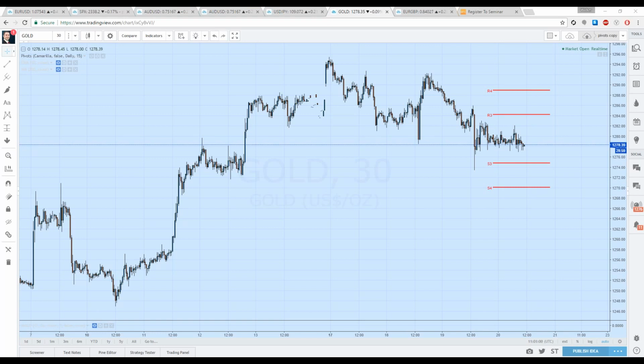While other pairs are attempting to break out, if I'm a range trader, that's something I want to avoid.